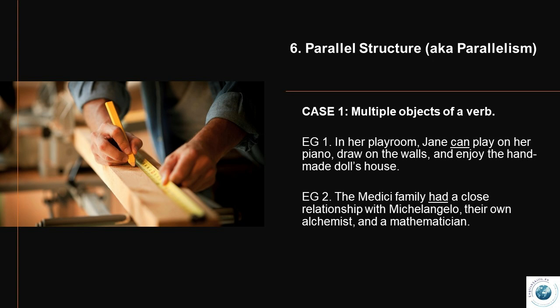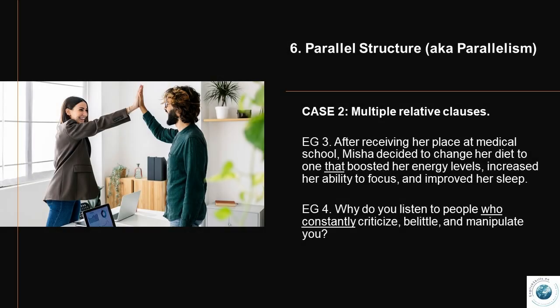Let's look at the next 5 cases. Case 2. Multiple relative clauses. Example 3. After receiving her place at medical school, Misha decided to change her diet to one that boosted her energy levels, increased her ability to focus, and improved her sleep. The 3 relative clauses are: that boosted her energy levels, that increased her ability to focus, and that improved her sleep. You can see that it sounds a bit awkward to repeat the relative pronoun. So, we set up the parallel structure with the introduction. Misha decided to change her diet to one that, and then use the parallel structure to keep the implicit.